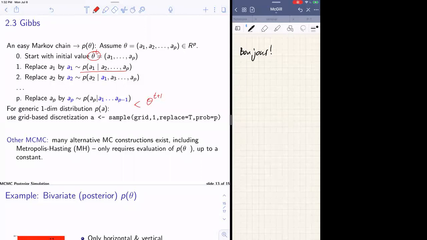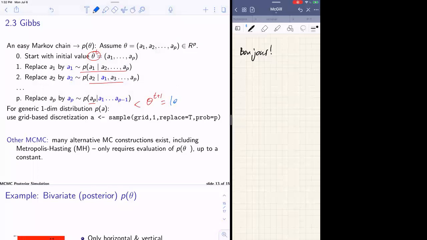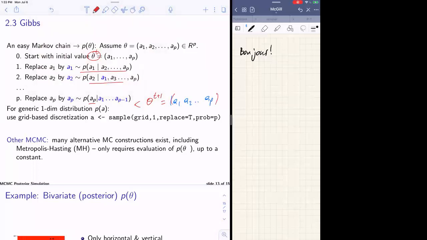Can you recognize this as the conditional posterior distribution of the first parameter given the remaining parameters? Then we've replaced the second parameter by a draw from the conditional posterior given all the other parameters, and so on down to the last one. Now we have all the new parameters, marked in blue: A1, A2, all the way down to AP. That is our new parameter vector, and we have defined a transition probability.